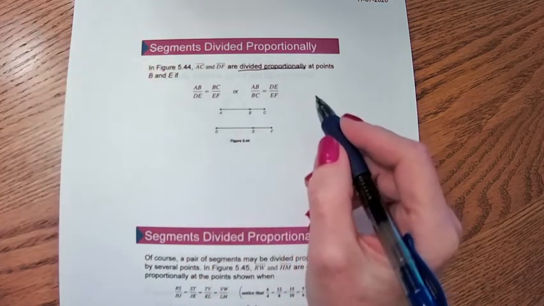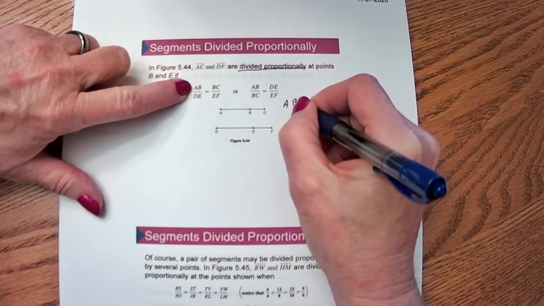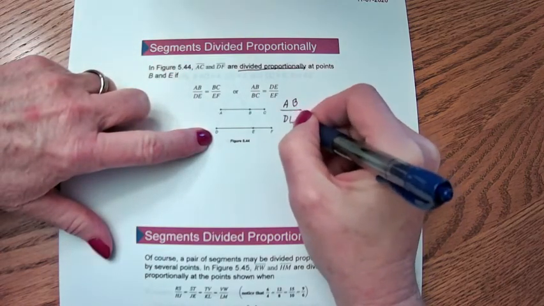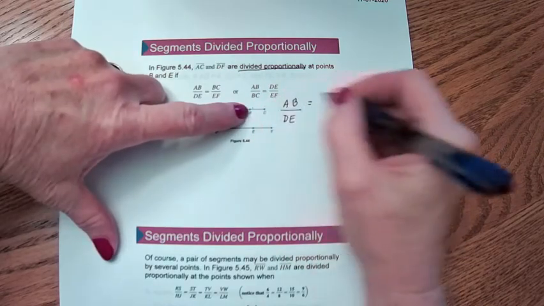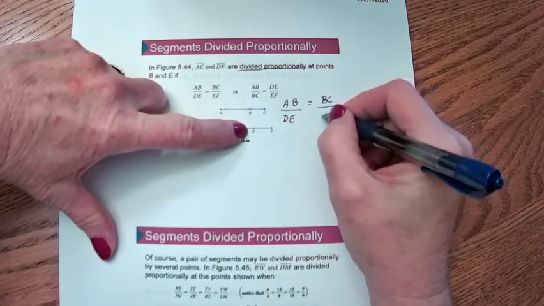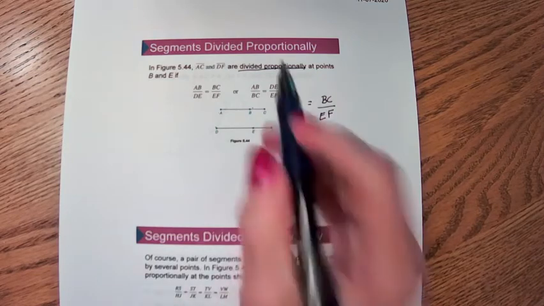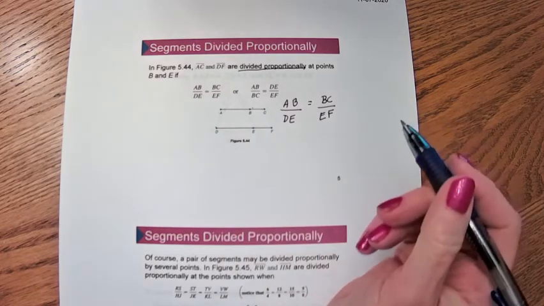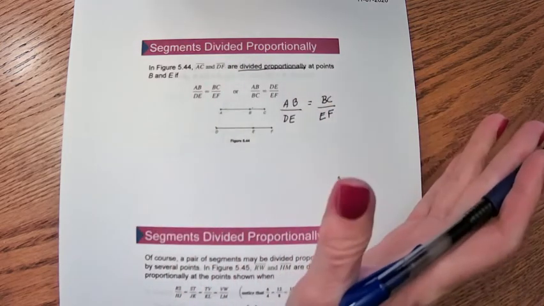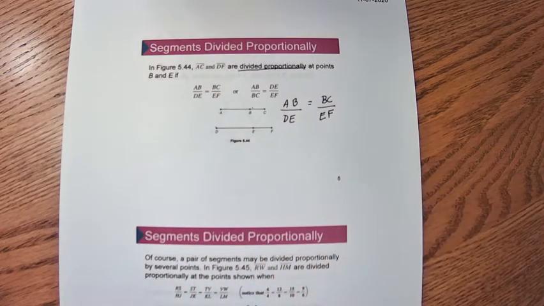That means that, now you have to make sure that you're consistent. The length of AB is to DE as the shorter part, BC, is to EF. That's one way to set up the proportion. Piece is to piece as piece is to piece. There are many ways you can set up this proportion as long as you are consistent with what you put in the numerator and what you put in the denominator.